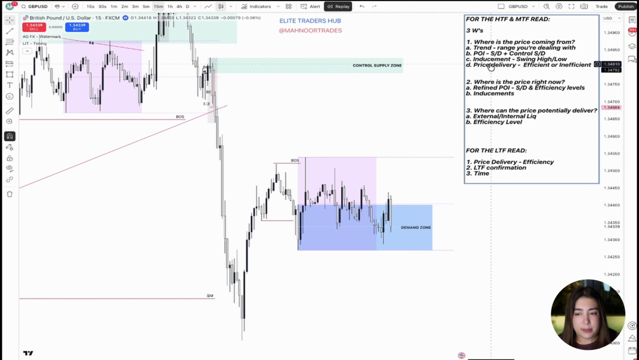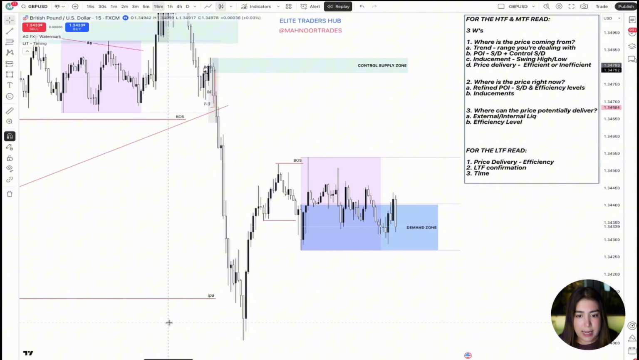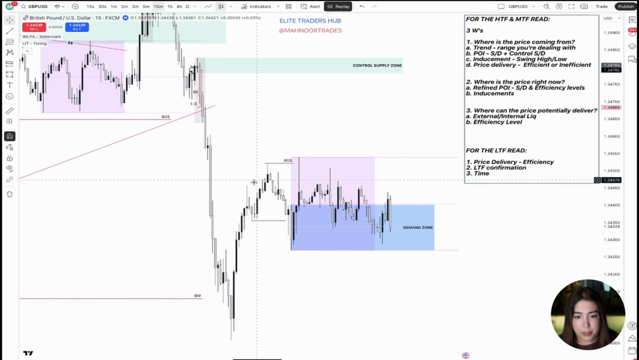Talking about the last point, which is price delivery, efficient and inefficient, I can see price action is delivering actually pretty good. We had a higher high, higher low, higher high, higher low, aligned with the previous higher high, goes higher, comes down, sweeps it, and then gives you a break of structure. So the price is actually delivering pretty good. From this low all the way up is pretty good for the bullish scenario.